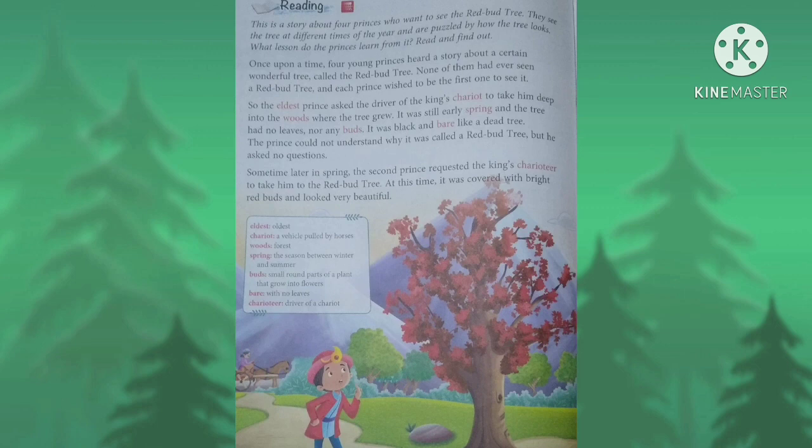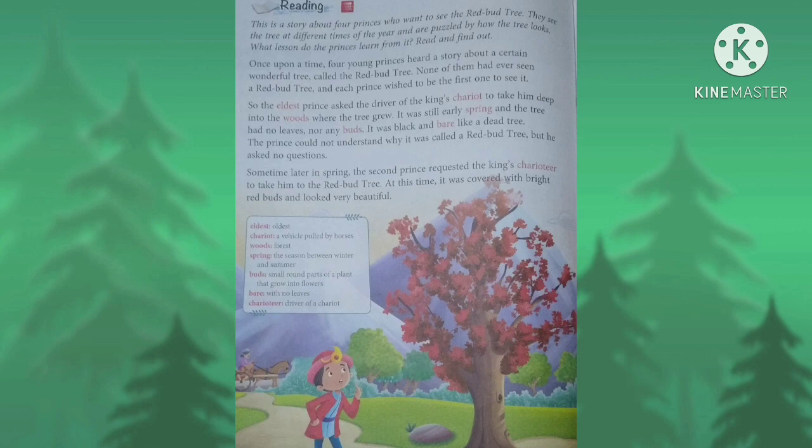Sometime later in spring, the second prince requested the king's charioteer to take him to the red bud tree. At this time, it was covered with bright red buds and looked very beautiful.